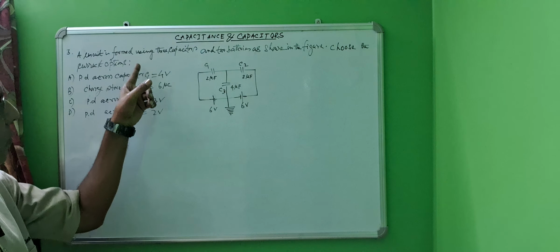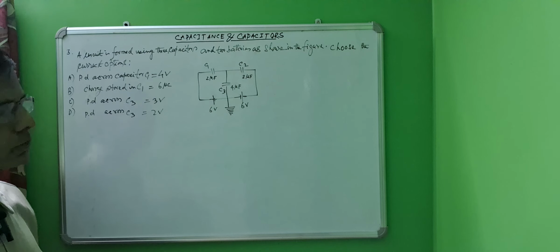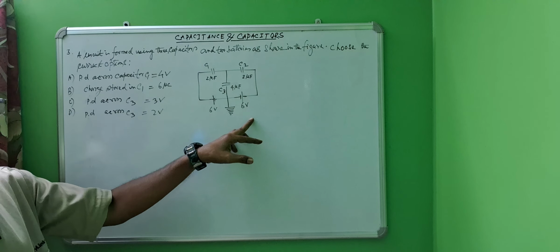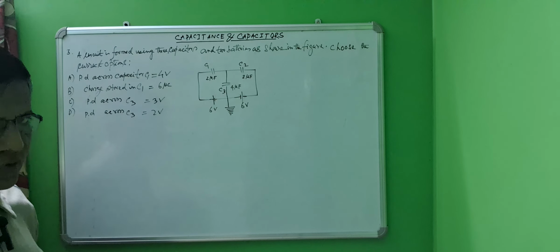A circuit is formed using 3 capacitors, this and this. 2 batteries are present here. As shown in the figure, choose the correct options.